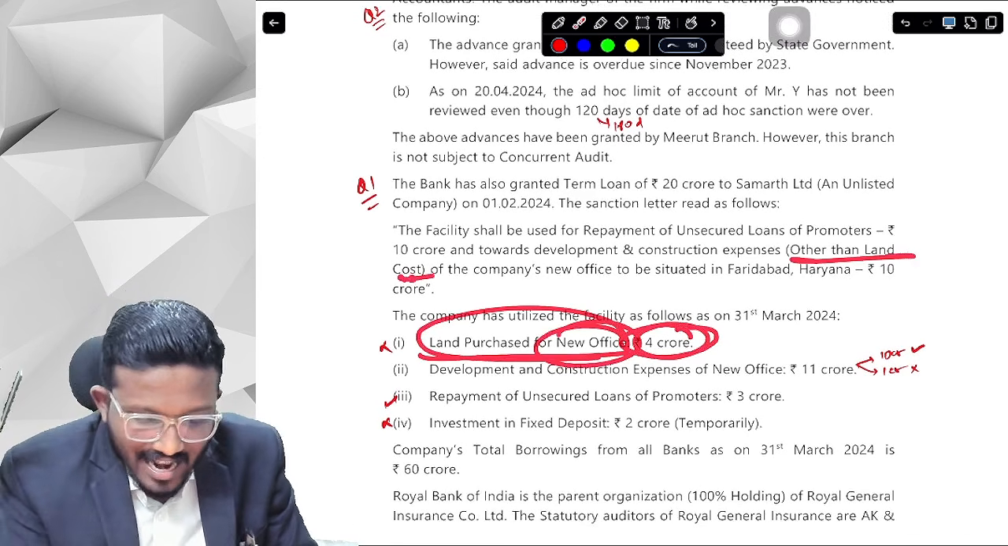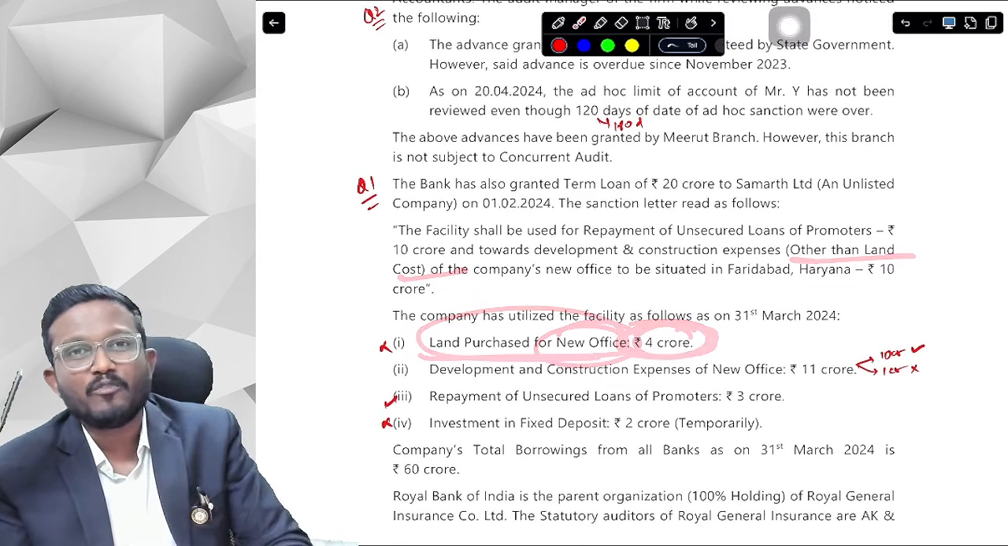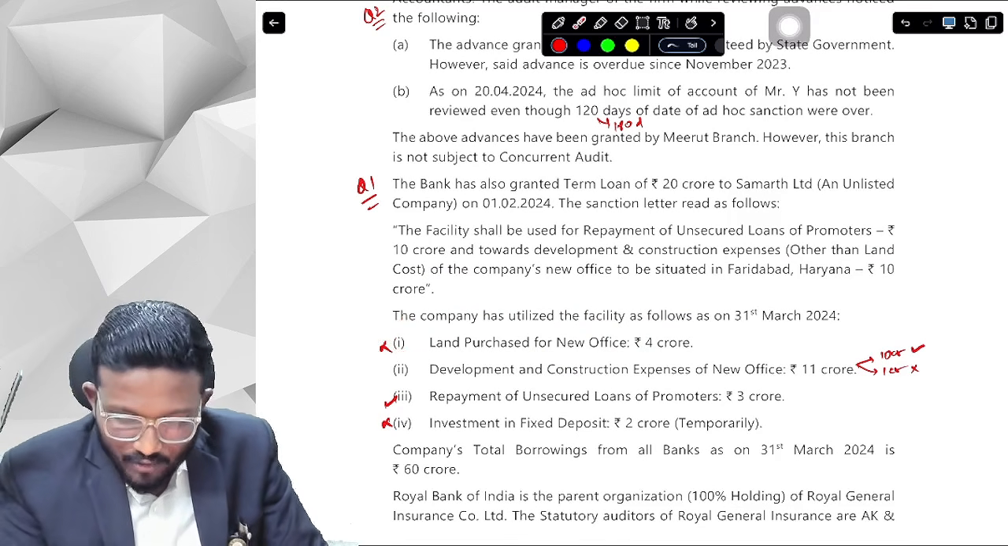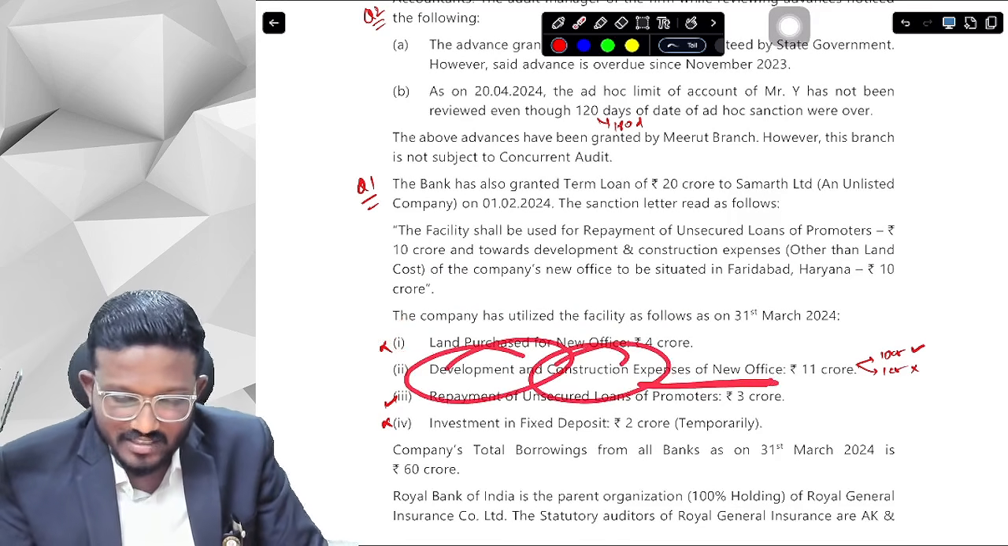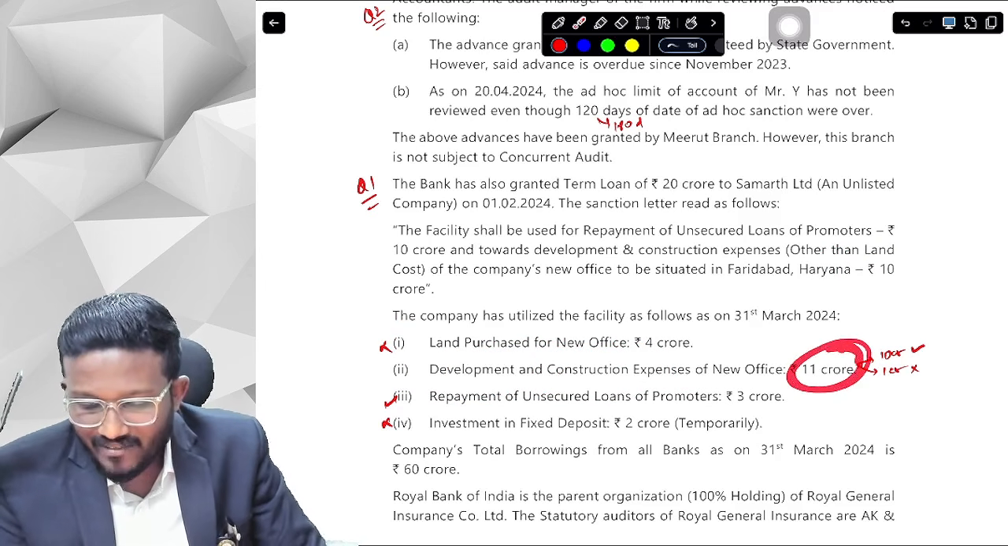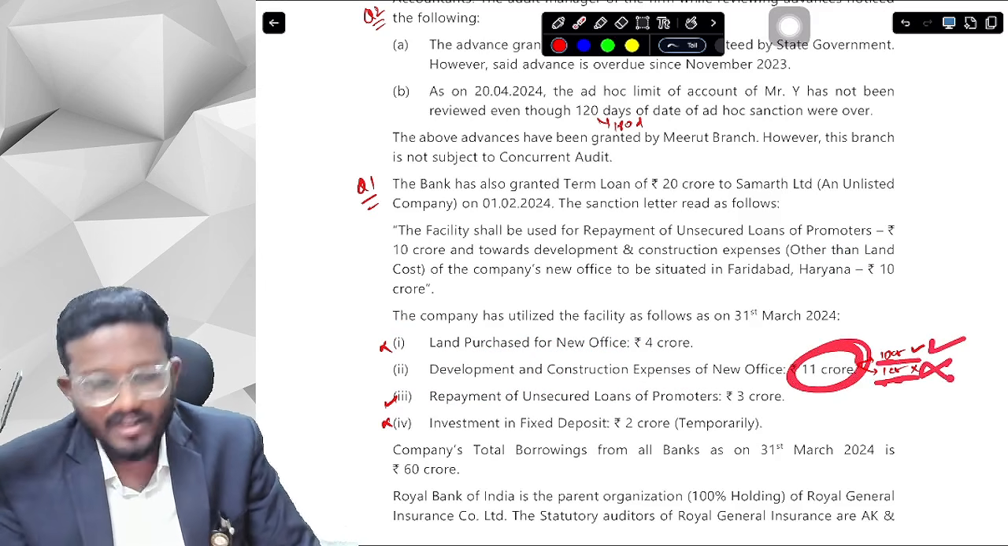This is other than land cost. So 4 crore that you have purchased out of 20 crore is not utilized for the same purposes that it was taken for. Development and construction expenses of the new office: you were allowed 10 crore, but you have incurred 11 crore. So 10 crore will be allowed, but 1 crore will not be allowed.